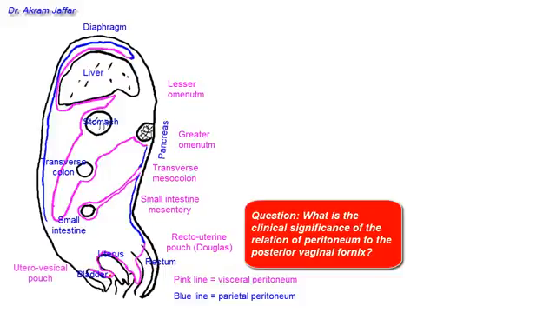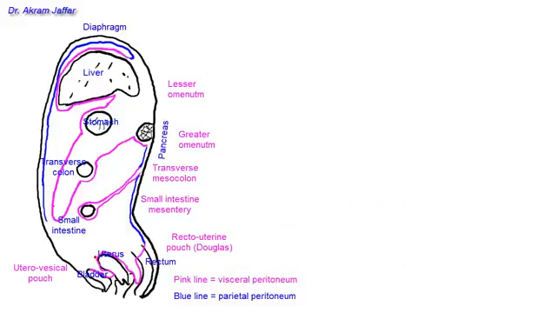This pouch is not present in the male, because in the male there is no vagina and uterus intervening between the rectum and the urinary bladder. And here the peritoneum will be reflected back to the anterior abdominal wall, becoming parietal peritoneum.